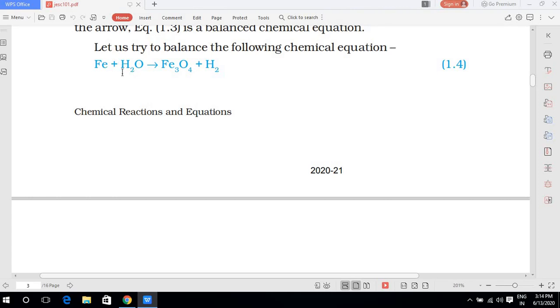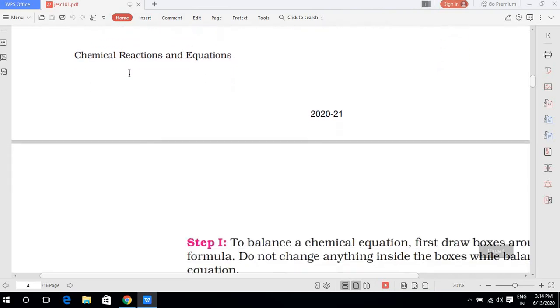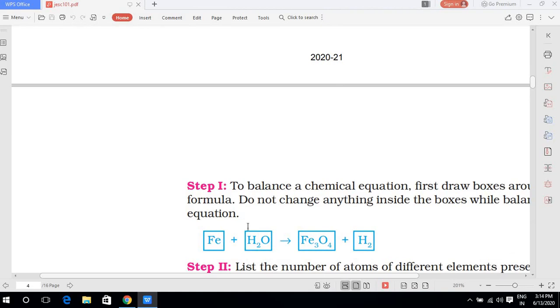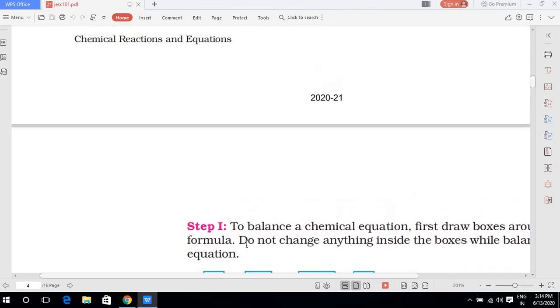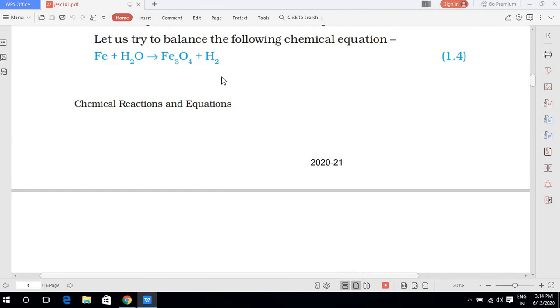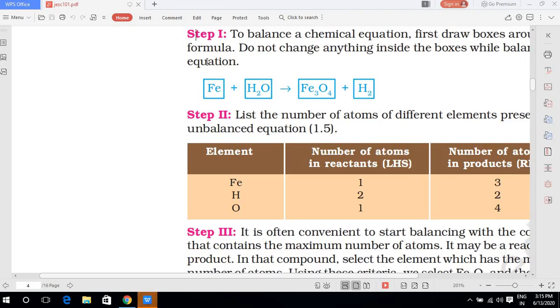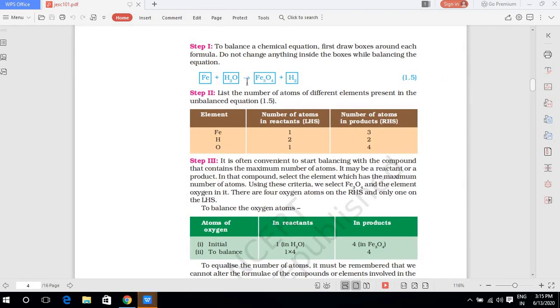You cannot write H in one box and O in another box, not like that, because H2O is the molecular formula for water. So we have to write H2O in one box. Now on the product side, we come across Fe3O4. This one also we have to write in one box. And H2 we have to write in another, separate box, such as this.